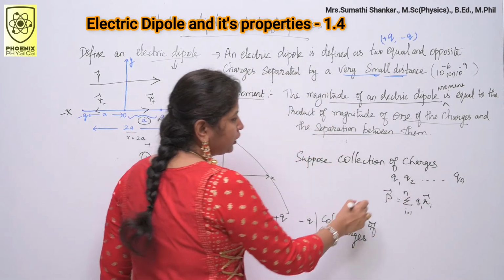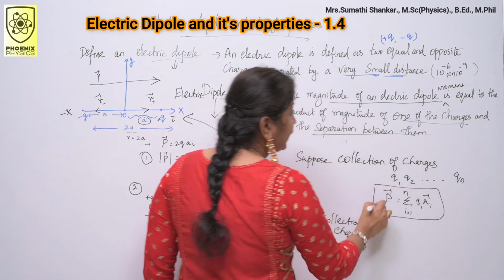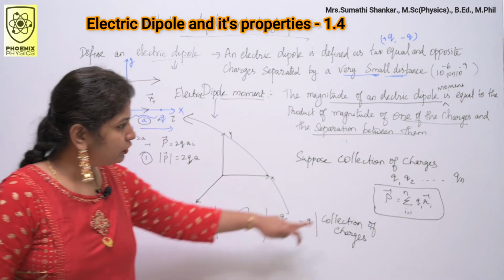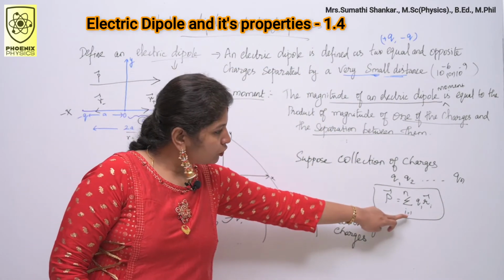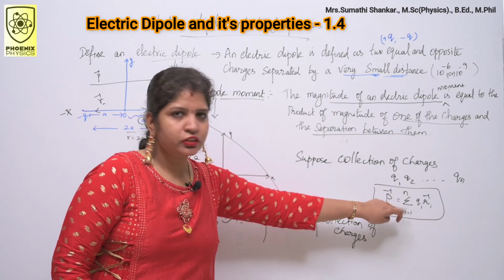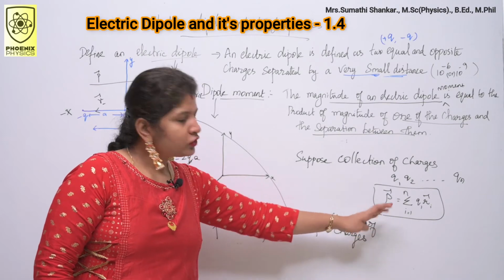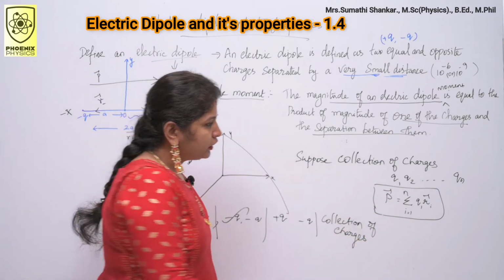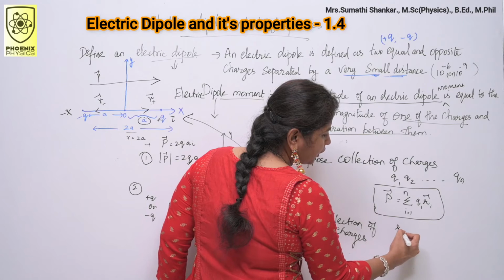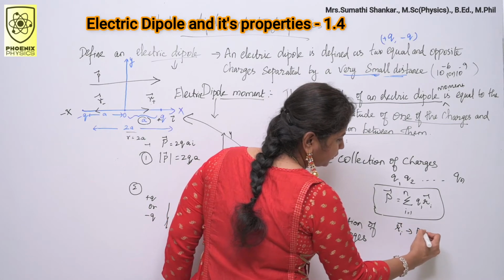This is the general formula. Suppose you have a collection of charges, then we can use this formula. If you substitute 1, you get the first term, that is q1 r1. If it is 2, then the second term, like this. Then what is this ri? ri is nothing but the position vector.